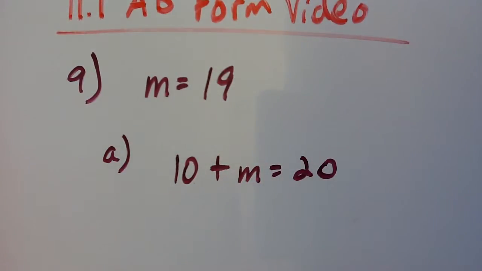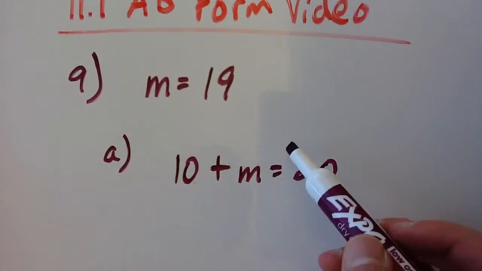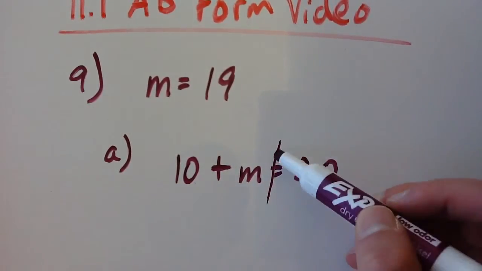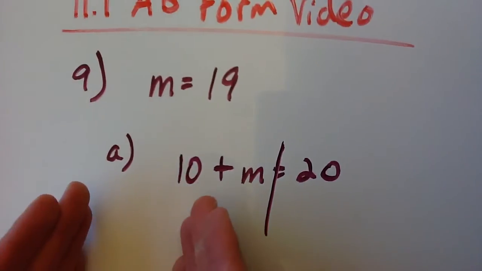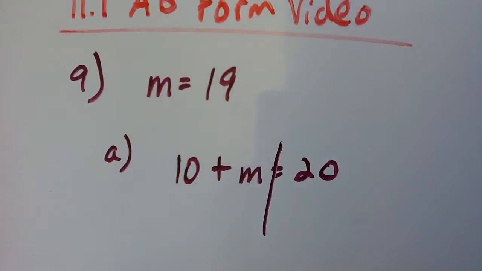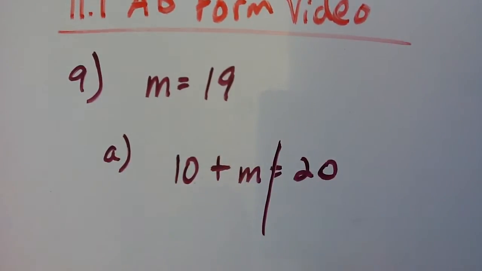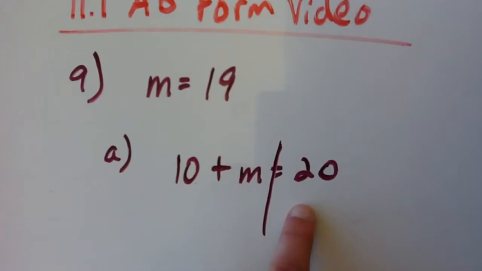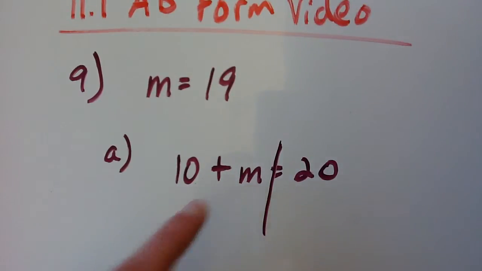If m is on the left side of the equal sign, I can view this as having a left side and a right side of the equal sign. Right now, there's an m and a 10 on the left side of the equal sign. I need to move this 10 over here so that m is by itself. Now, to move 10, we're going to use inverse operations.